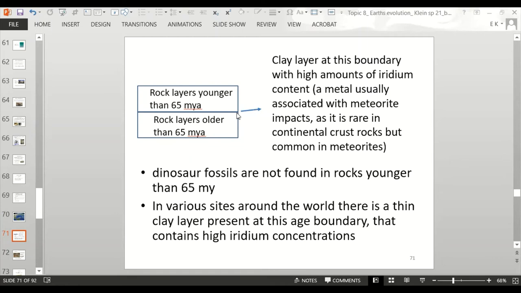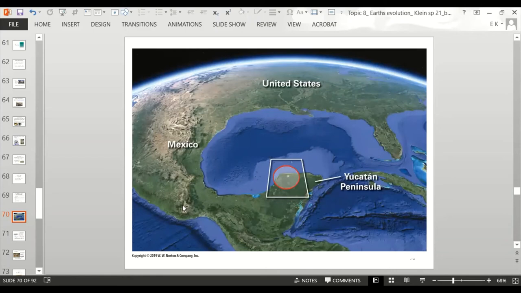So at this layer, we find clay that has iridium in it. And we find it in different parts of the world. It's not just one location, it's spread around, as well as the burned carbon and shocked quartz. For example, the shocked quartz was found in Haiti, which is near the Chicxulub crater, but it's not in that circle. It's nearby, but not in that section. So materials were spread around a little bit.